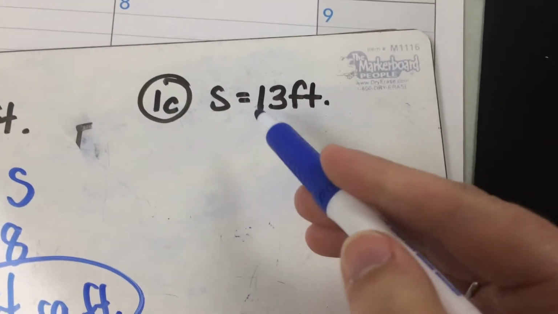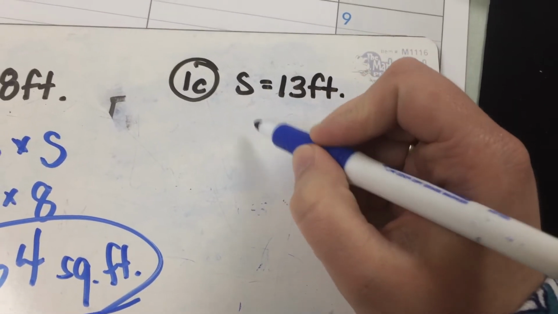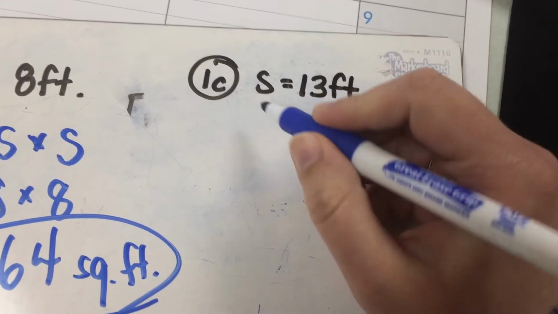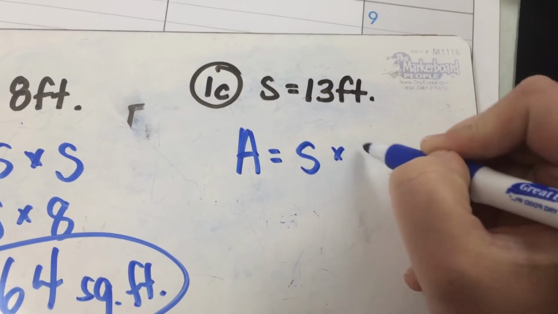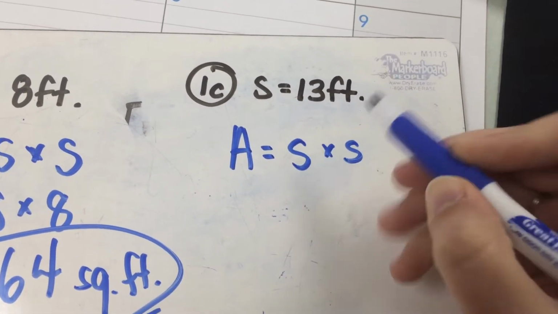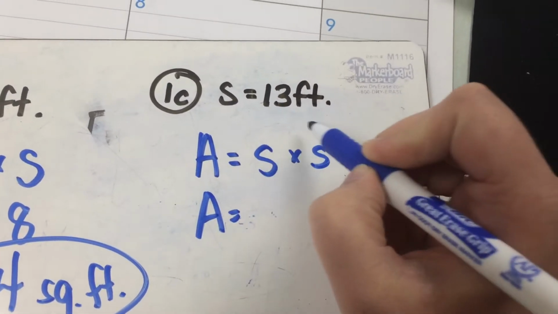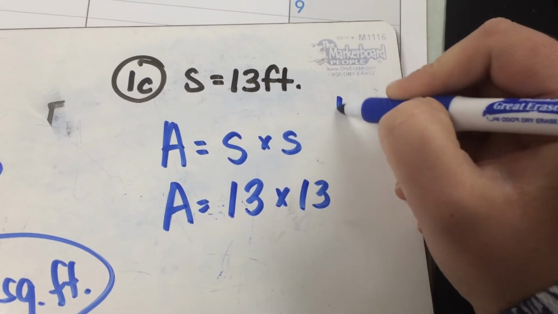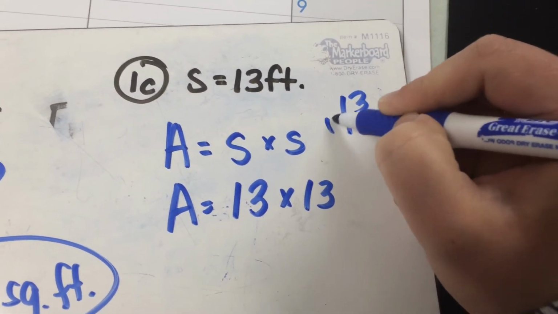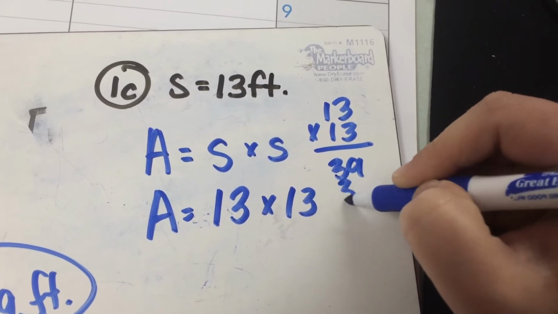Okay, and then finally 1C, S equals 13 feet. So all of the sides are 13 feet long. So write down your formula first. A equals S times S, or area equals side times side. Fill in the S's because we do know what the S's equal. 13 times 13. I don't have this memorized. I should. So I'm going to do a little side math up here. 3 times 3 is 9. 3 times 1 is 3. 13.